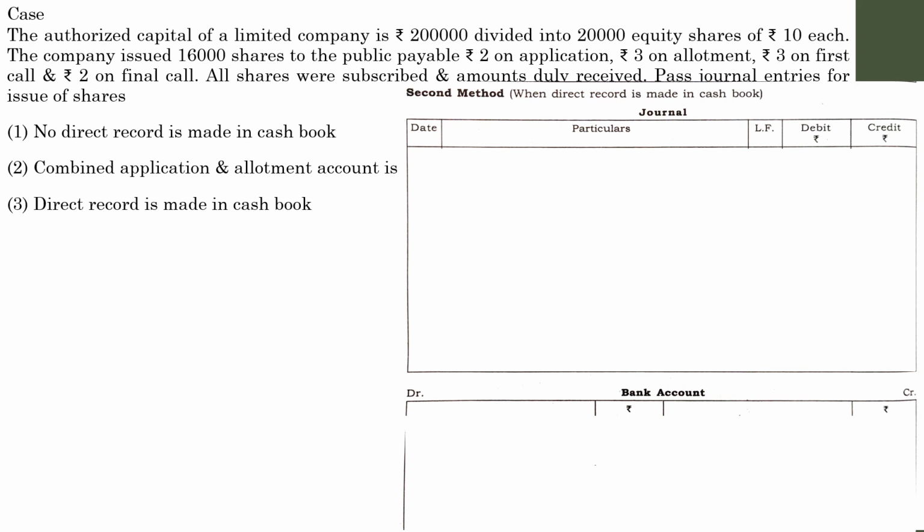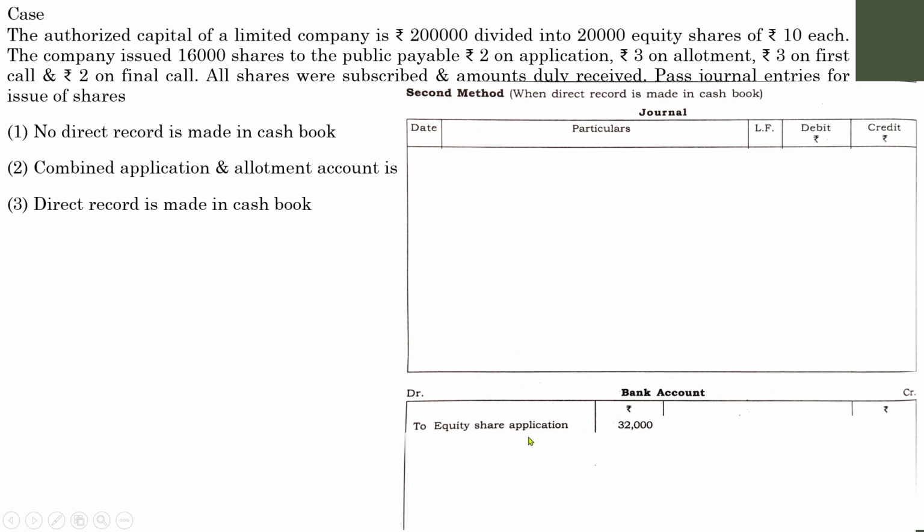So the first entry is bank account debited to equity share application. The entry will be bank account to equity share application 32,000. The amount is 16,000 into 2, 32,000. Once the bank entry is received, next you need to pass the due entry. In this case, you need not worry about narration because you have posted the same in the ledger account. There is no narration in the ledger account. Narration is required only in the preparation of journals. So the first entry is passed, that is the payment entry.